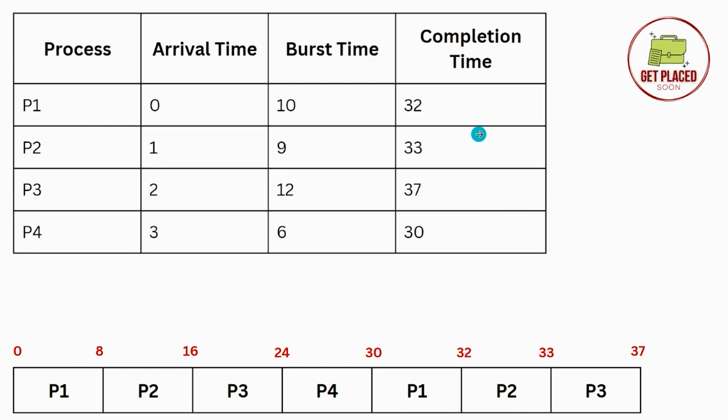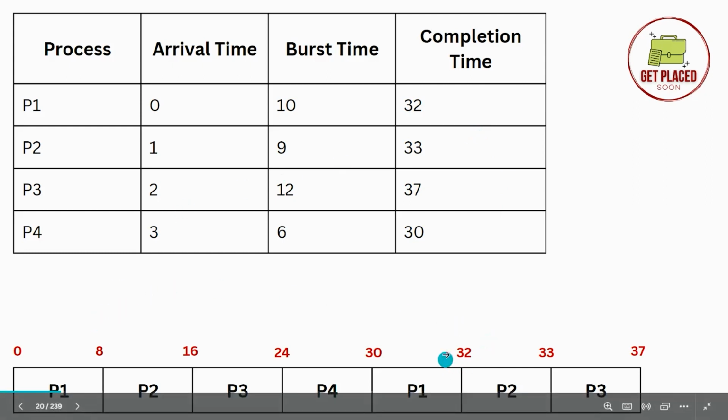Right? Moving ahead, we can also note the completion time, at what time each process completed its execution. P1 started here but completed at 32. P2 completed at 33. P3 at 37. P4 at 30. We will note down all the completion times in this column.